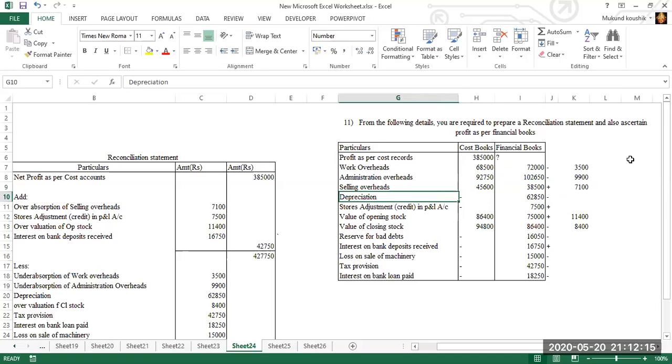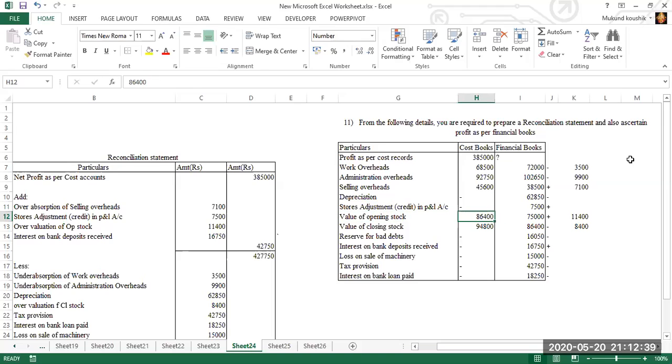Then depreciation: they have given as per cost books the amount is nil, and as per financial books 62,850. Depreciation is an expense, so as a financial accounting expense we have to deduct it from net profit as per costing books. Then stores adjustment credited in P&L account. Stores adjustment credited in P&L account means it is financial accounting income, so we have to add.